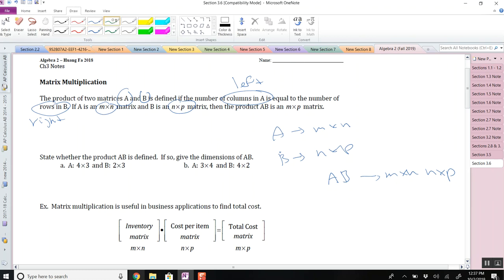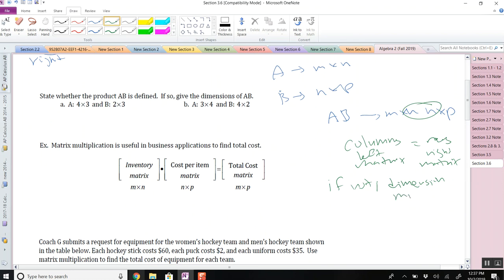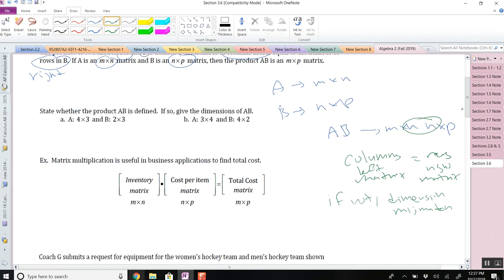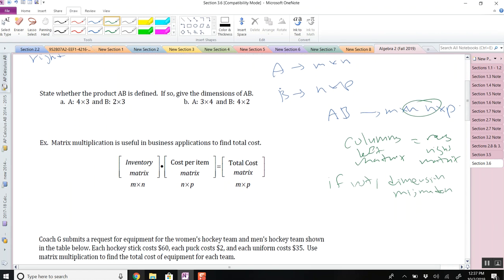And we need those two numbers, the columns of the left matrix, to equal the rows of the right matrix. If they don't, then we can't do the multiplication. We have something called a dimension mismatch. This will be more clear when I actually show you an example. But before we do that, we'll just state if we can do this. So state where the product AB is defined.